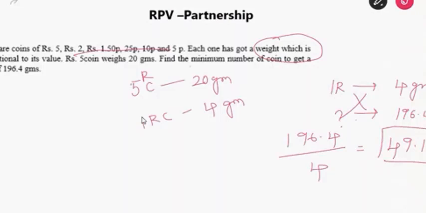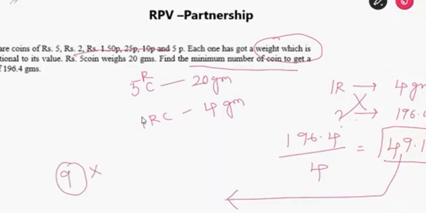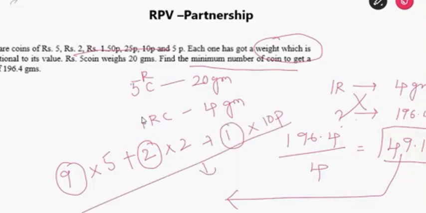Now my question is the minimum number of coins. So this amount must contain the maximum number of 5 rupee coins. Am I right? Now how many 5 rupee coins can be made? See here, if you take 9 five rupee coins, that will be equal to 45. And for the remaining, if you take 2 coins of 2 rupees, totally 49 rupees are over. If you take 1 coin of 10 paise, then automatically this will lead to 49.1 rupees. So totally how many coins do we need for 49.1 rupees? 9 five rupee coins, 2 two rupee coins and 1 ten paise coin.